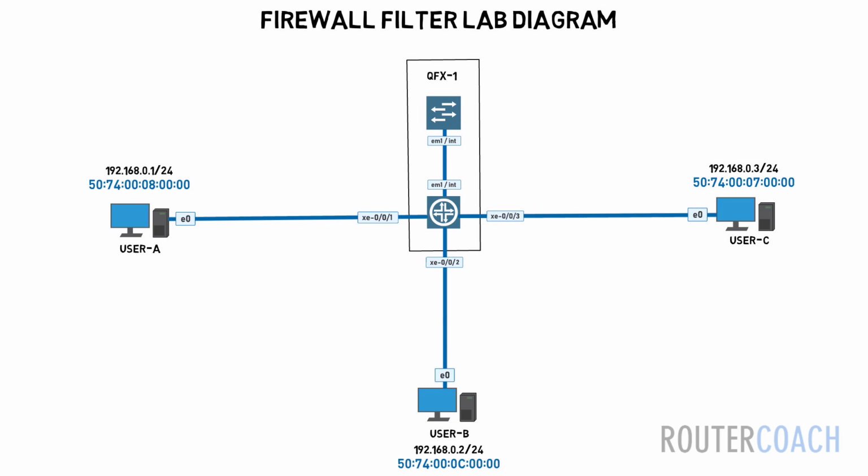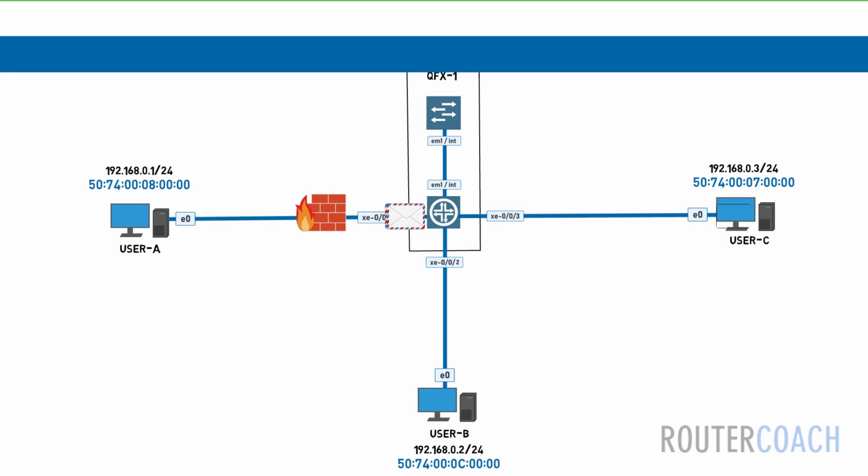What if we wanted to prevent any devices from reaching user A? Then this switches it up a bit. So we're going to place a layer 2 firewall filter applied to the XE001 interface closest to user A in the incoming direction. And that's where we're going to place our filter.